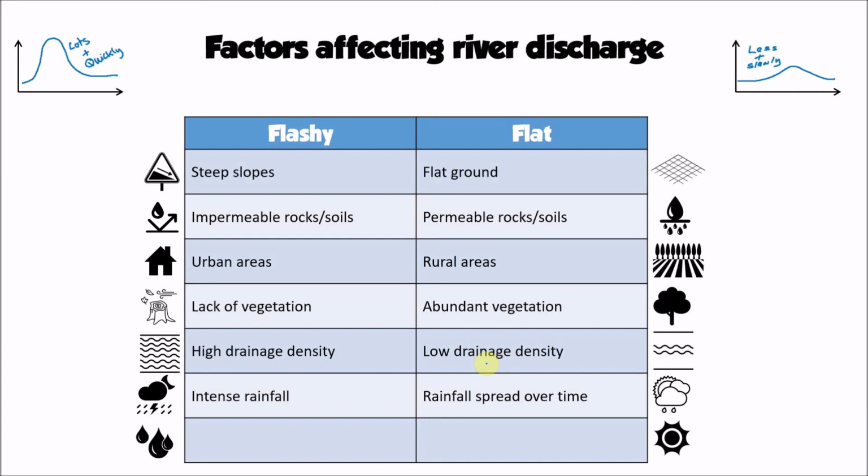If the rainfall is spread out over a longer period of time, the soil's infiltration capacity isn't reached. It's able to soak that water up slowly, and then the water stays in the soil and makes its way into the river via throughflow, or makes its way into the groundwater. So if we have a short burst of very heavy rainfall, that can often overwhelm the river and the soil, and we end up with a flashy hydrograph.